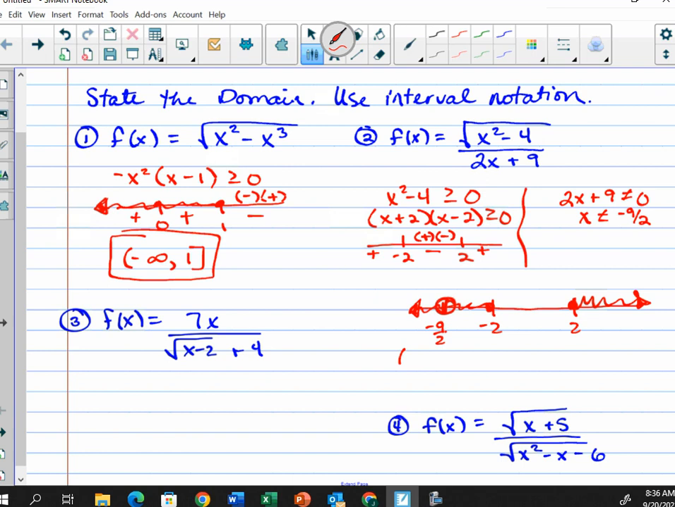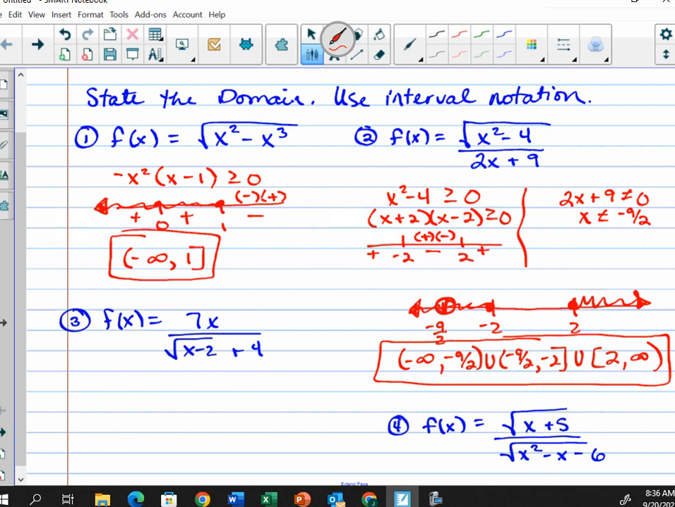So your answer on this one is -∞ to -9/2, parenthesis, parenthesis, -9/2 to -2 bracket, bracket to infinity.